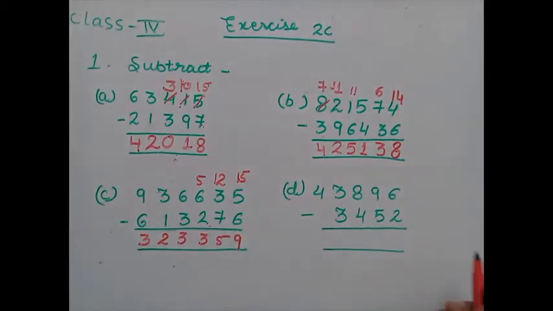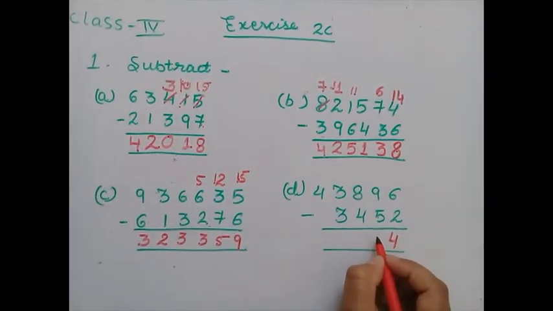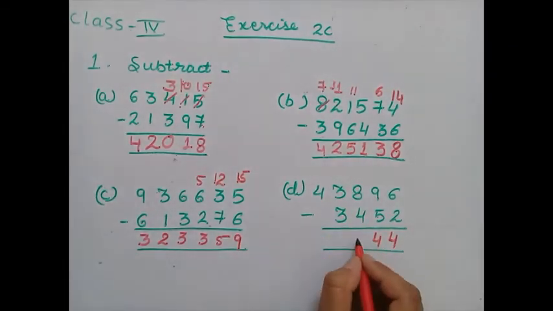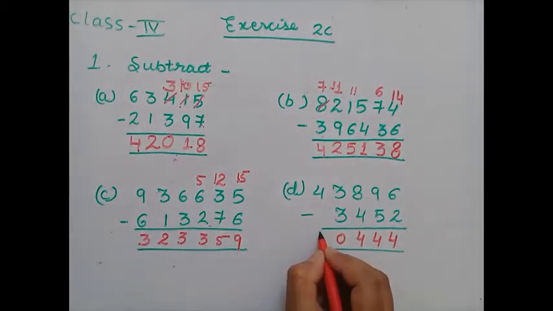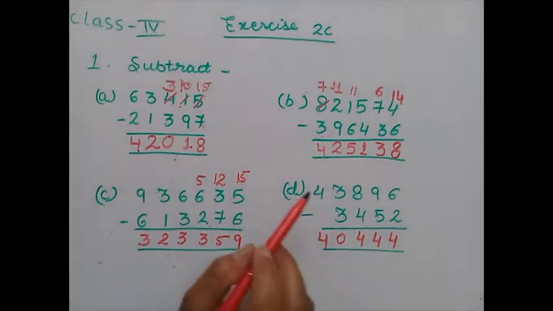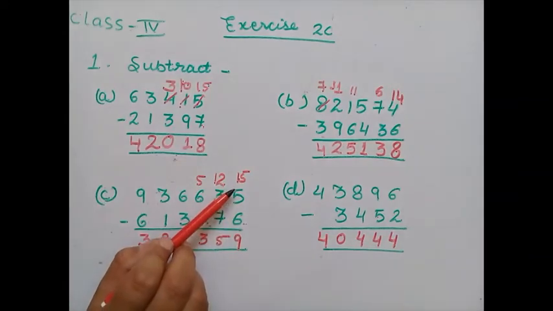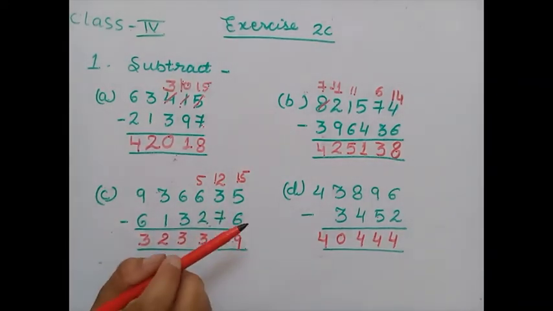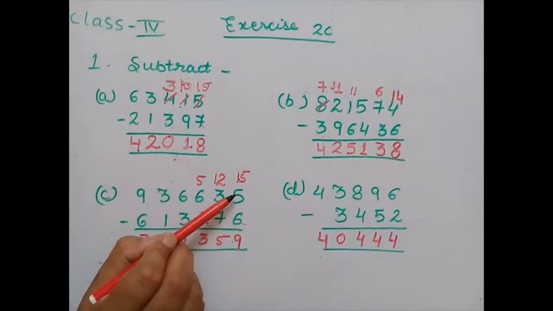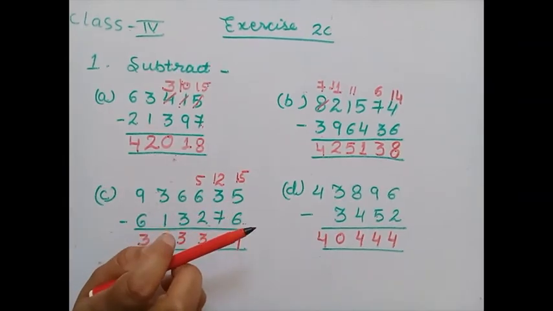Next here D part. 2, 6 minus 2, 4. 9 minus 5, 4. 8 minus 4, 4. 3 minus 3, 0 and here 4. Always remember to subtract the lower number from the upper number. Don't subtract the upper number from the lower number, that is 6 minus 5, 1. No, it's wrong. Always subtract the lower number from the upper number. If it can't happen, then take a carry.